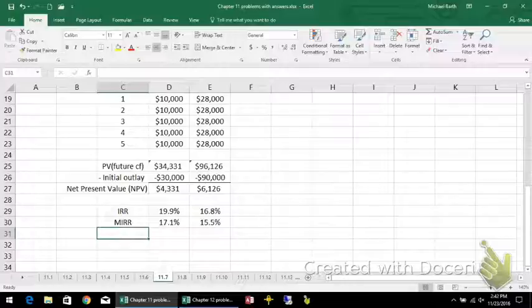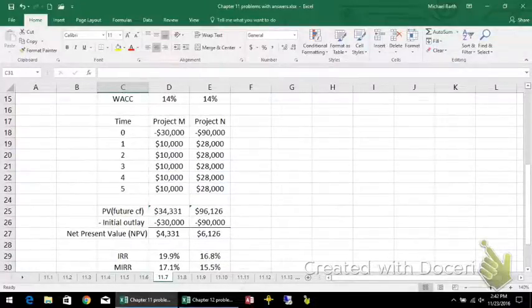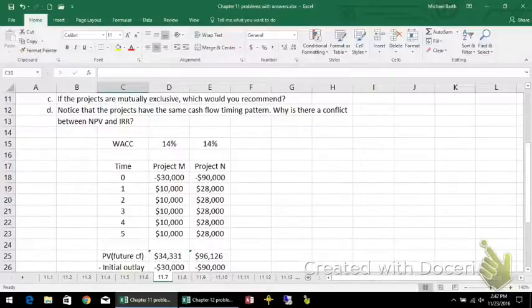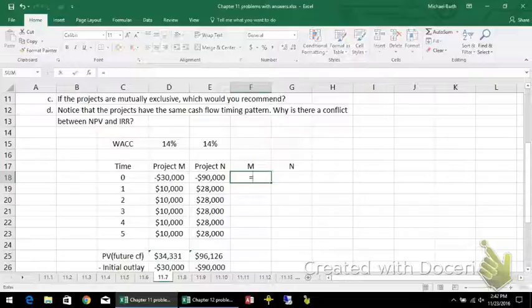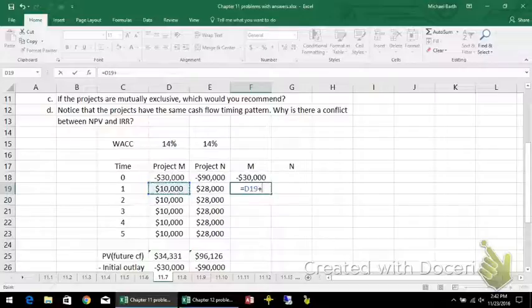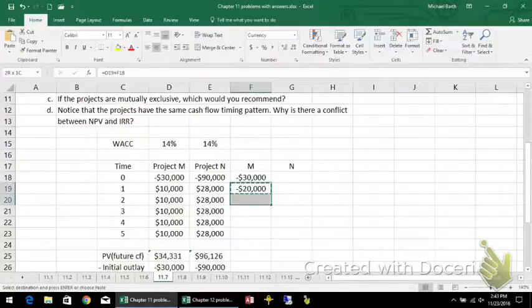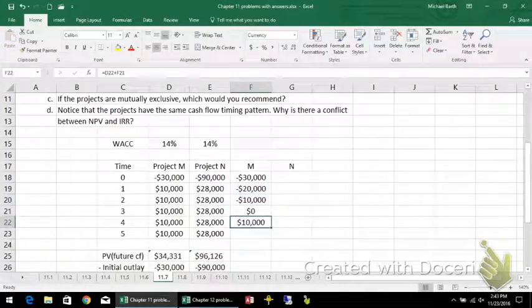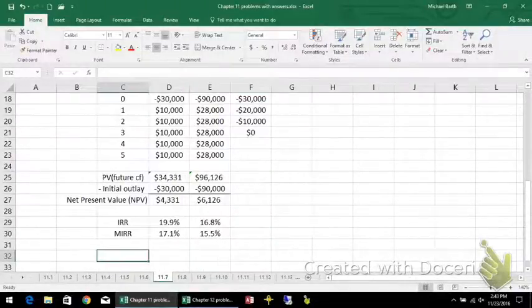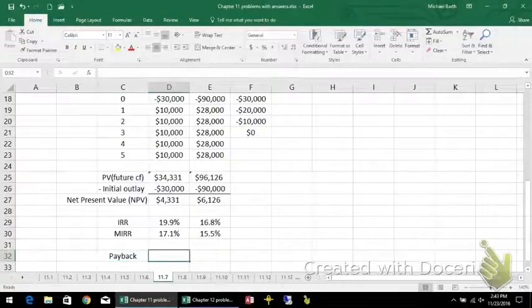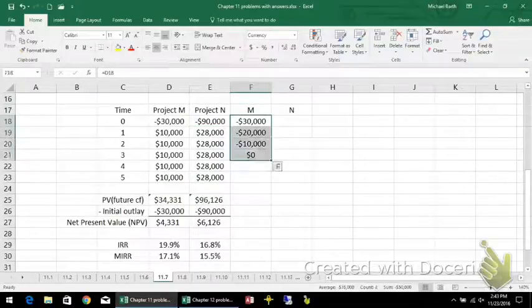All right, to calculate the payback and the discounted payback, this will be for M and N. For project M, the crossover point occurs right at the end of year 3. So the payback period for project M is 3 years.